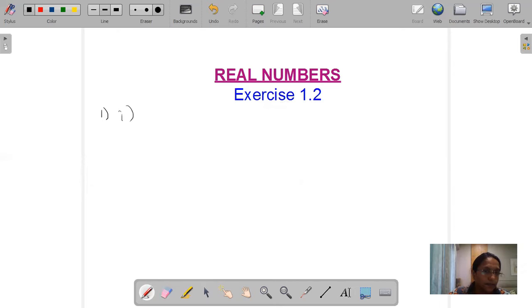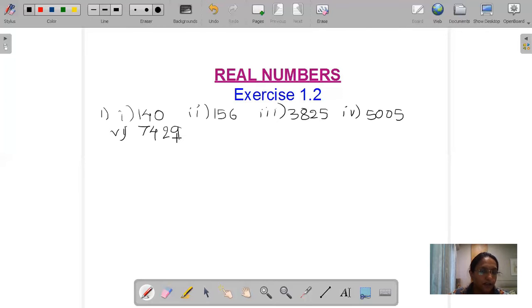In that, the first example is 140. Second one, 156. Third is 3825. Fourth, 5005. And fifth is 7429. Out of 5, I will solve 3. Then you just try the other 2 examples. Solution. The first one is very simple, you can solve it. Here we have to find the factors of these numbers, which will be prime numbers.